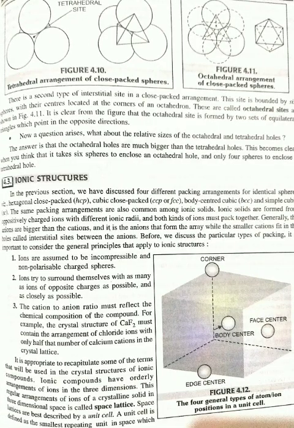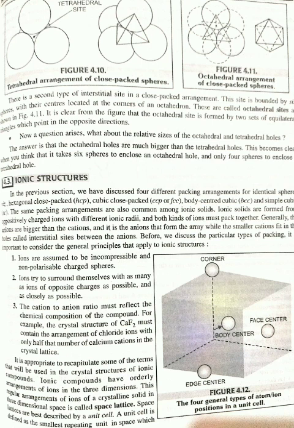There is a second type of interstitial site in a close packed arrangement. This site is bounded by six spheres, with their centers located at the corners of an octahedron. These are called octahedral sites, as shown in figure 4.11. It is clear from the figure that the octahedral site is formed by two sets of equilateral triangles which point in opposite directions. Now a question arises: what about the relative size of octahedral and tetrahedral holes? The answer is that the octahedral holes are much bigger than the tetrahedral holes. This becomes clear when you think that it takes 6 spheres to enclose an octahedral hole and only 4 spheres to enclose a tetrahedral hole.